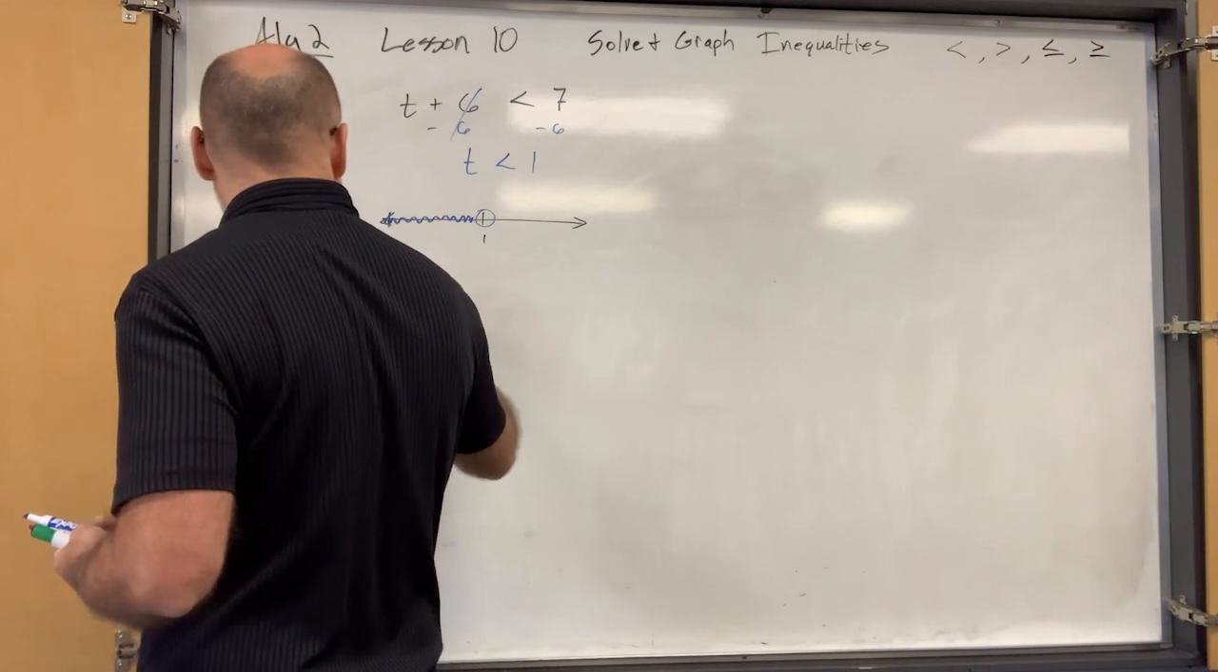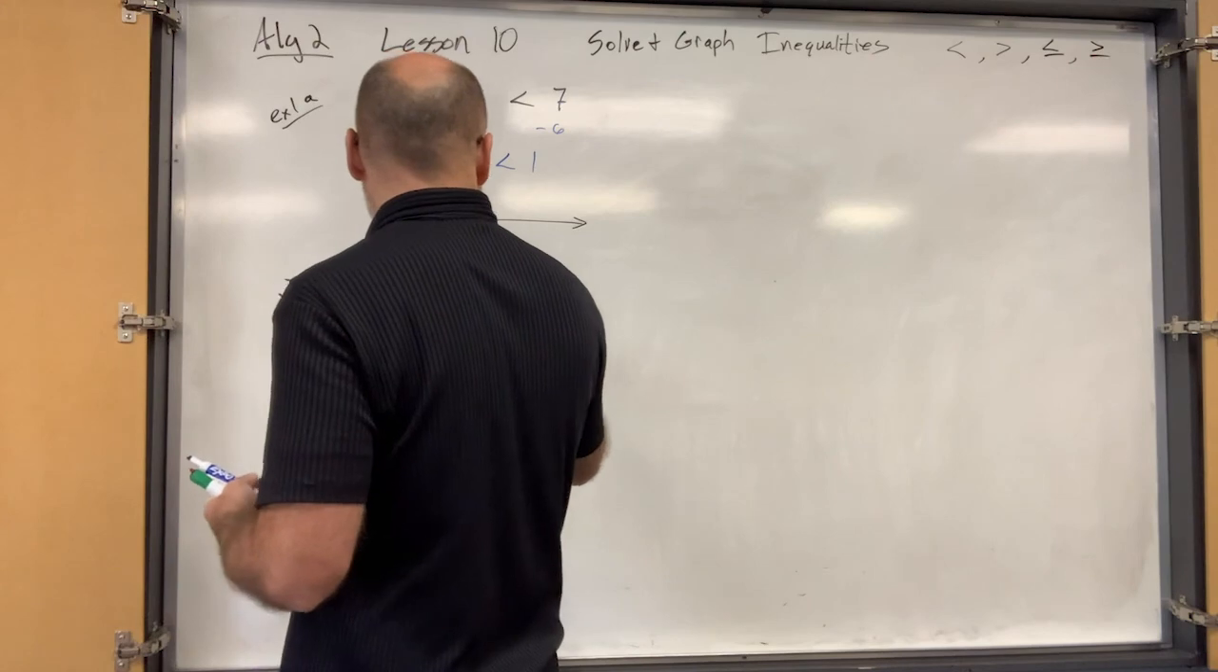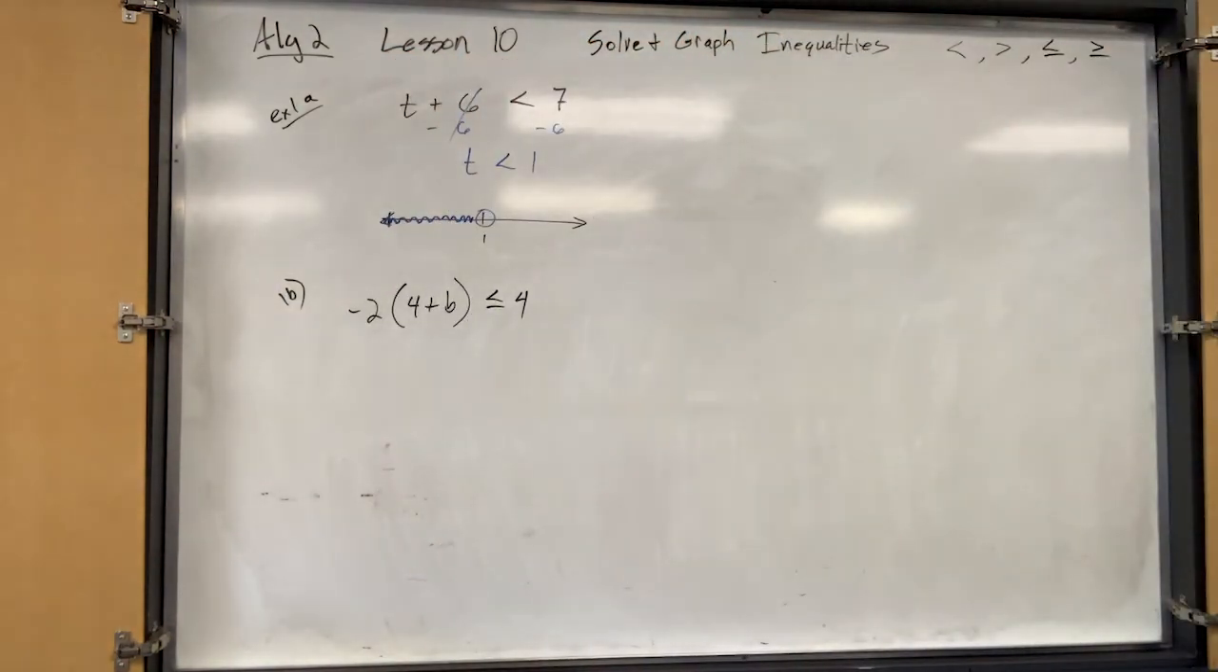-2(4 + b) ≤ 4. This is really not hard at all. It just looks hard. But remember, we're still going to solve this equation, but it's not an equation, it's an inequality. So we're still going to follow the steps the same way. The only time it gets weird is when you get to this last one.